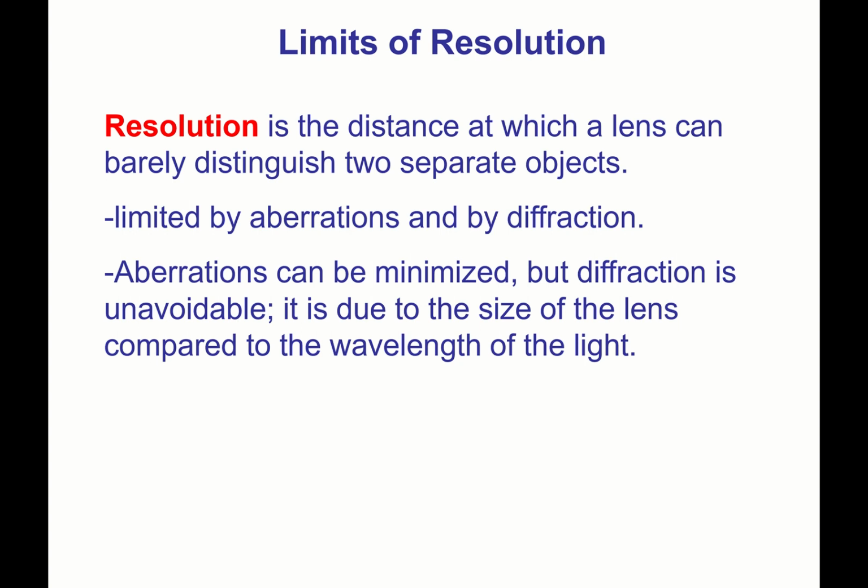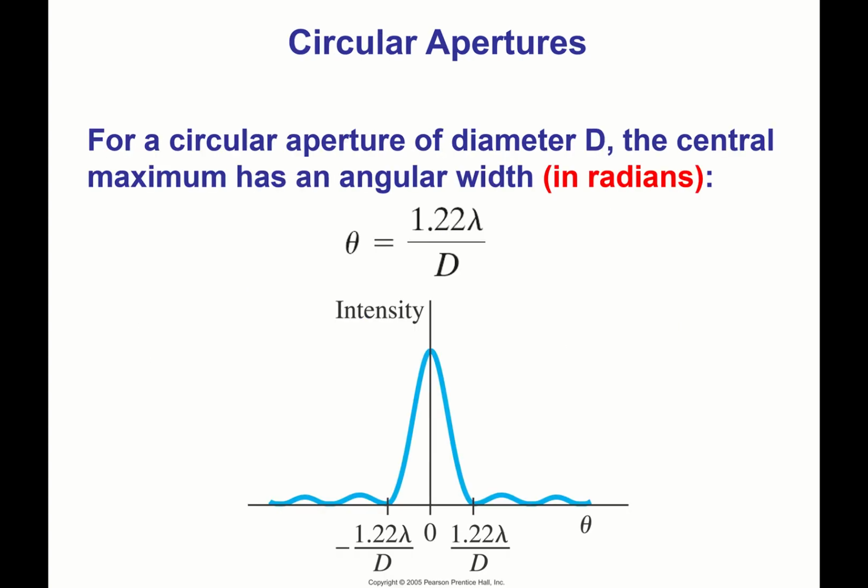Although you can try to make a lens as perfect as possible so that you can limit the aberration, diffraction is unavoidable because it's due to the size of the lens compared to the wavelength of the light. If you remember, we learned for single slit diffraction that when light goes through an opening, it spreads out and it has a minimum at a certain distance away. If it's a circular opening with a diameter d, the width of the central maximum from the center out to the edge is 1.22 lambda over d, and that angle is in radians.